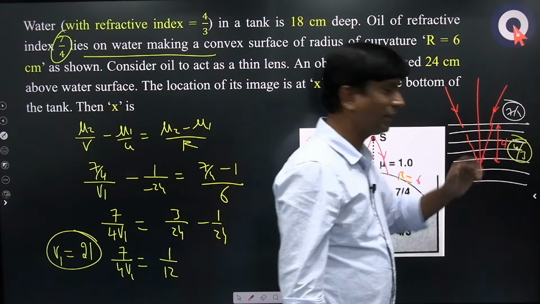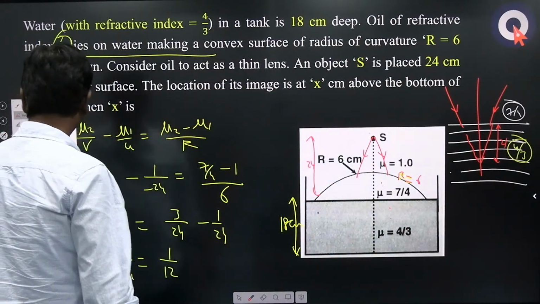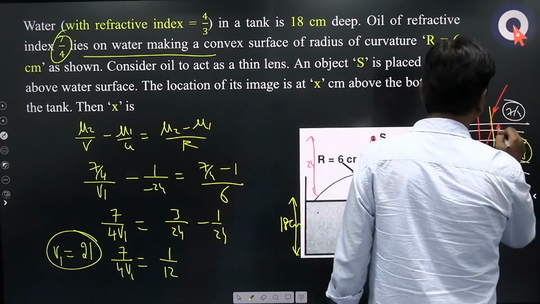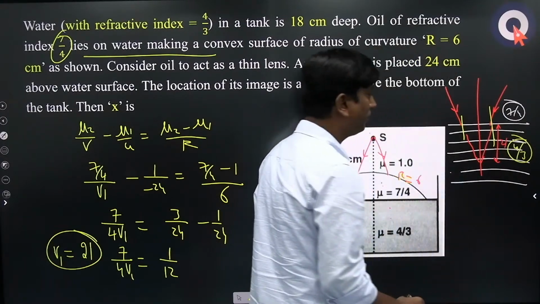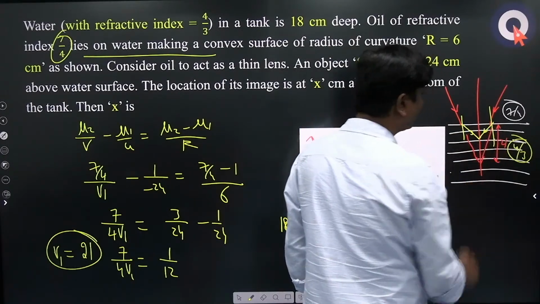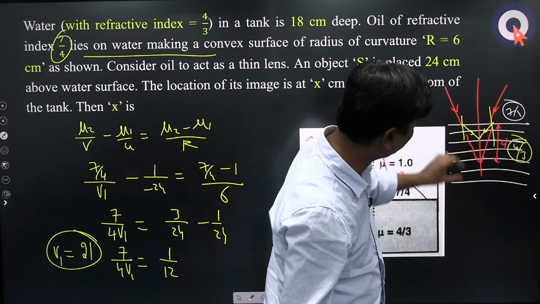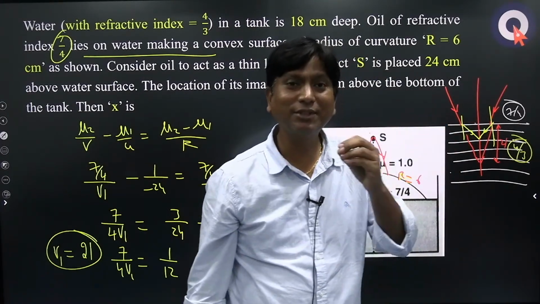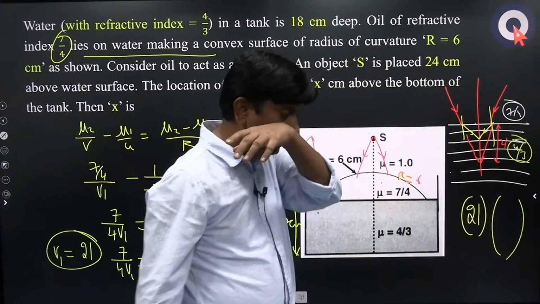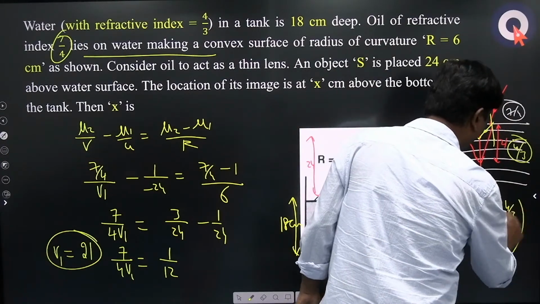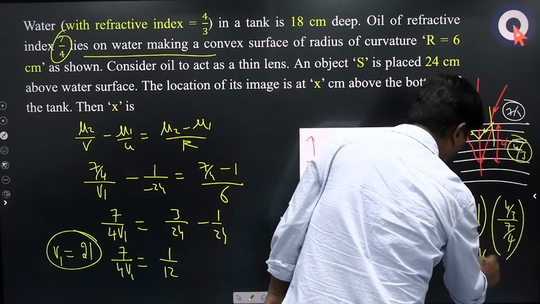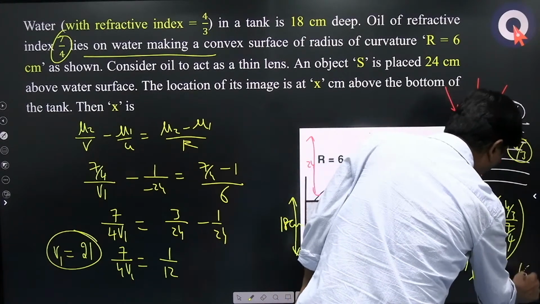Like denser to rarer, so they'll move away from the normal. So put the normals here and here. Instead of converging here, they'll be bending away from the normal. So actually they'll bend like this, less. So the real distance will be 21, but this is the apparent distance you have to find, which is less. So how do you find it? You take 21 into 4 by 3 by 7 by 4, right? So 21 into 16 by 21. So 21 cancels, answer is 16.